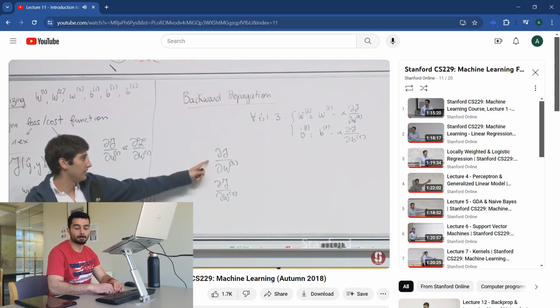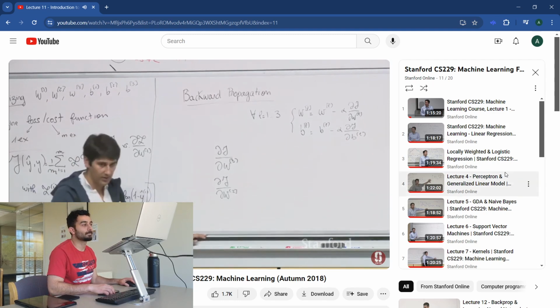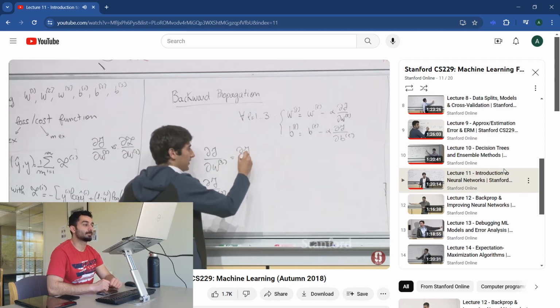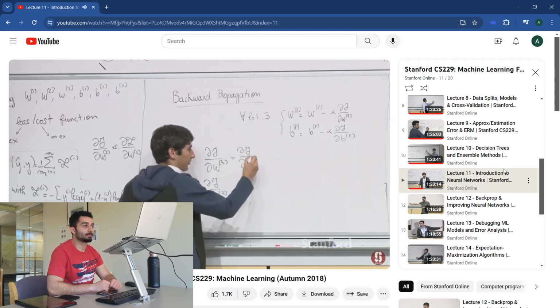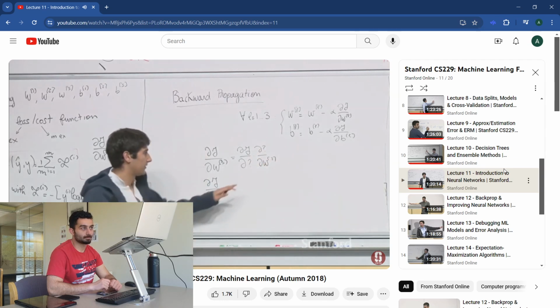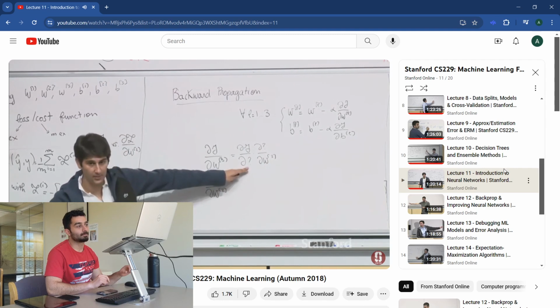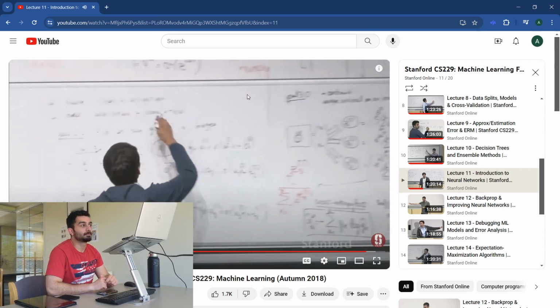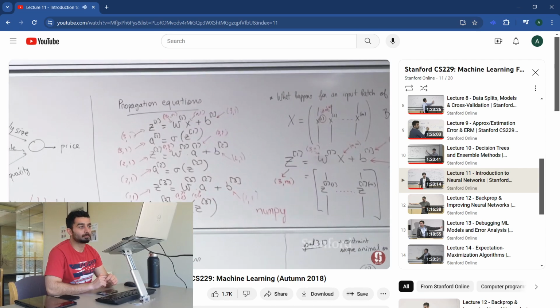So if we had to compute this derivative, I will separate it into several derivatives that are easier. I will separate it into the derivative of J with respect to something, and this something with respect to W3. And the question is, what should this something be? I will look at my equations. I know that J depends on Y hat. And I know that Y hat depends on Z3.